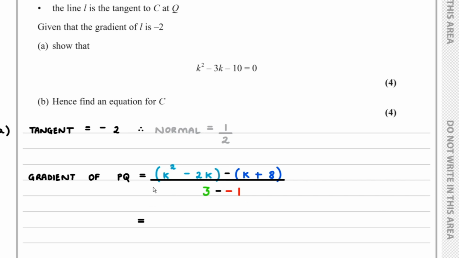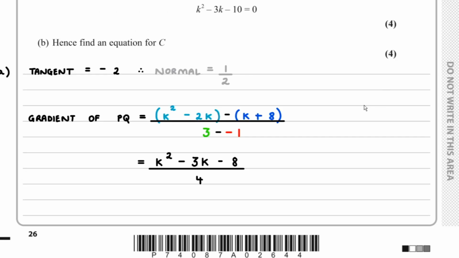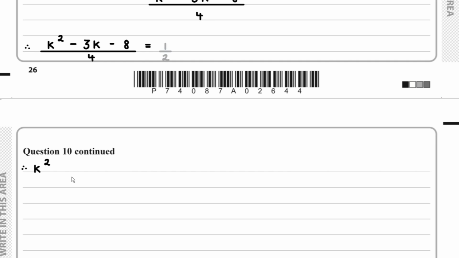If I simplify this, we end up with k squared, then we have -2k subtract another k, so that's -3k, then we have -8, and then 3 subtract -1, that's 4. Therefore, we've got k squared subtract 3k subtract 8 over 4, which is equal to 1/2, and we can rearrange this. So we have k squared, then the negative 3k, and then negative 8 subtract 4 times by 1/2, which is negative 10, and all this is equal to 0, which means k squared subtract 3k subtract 10 equals 0.